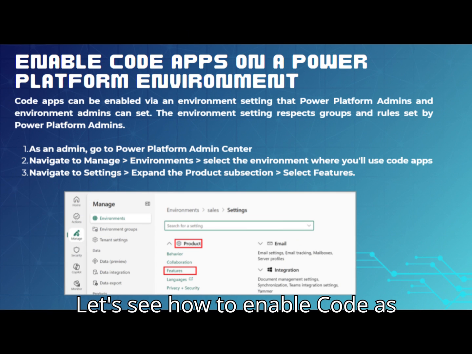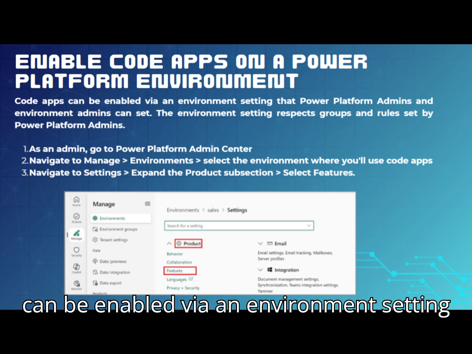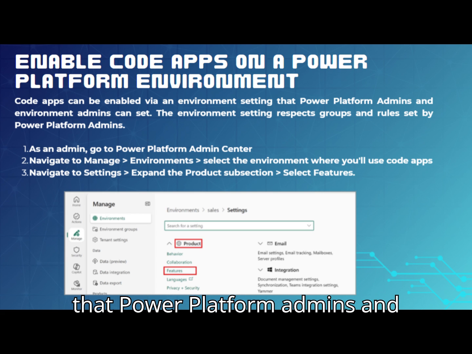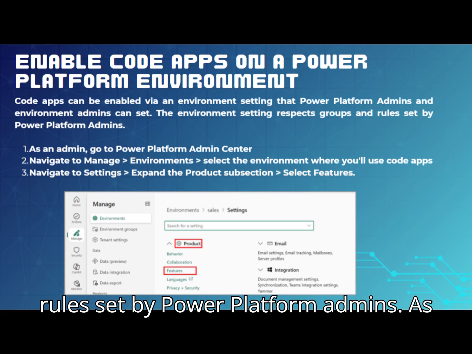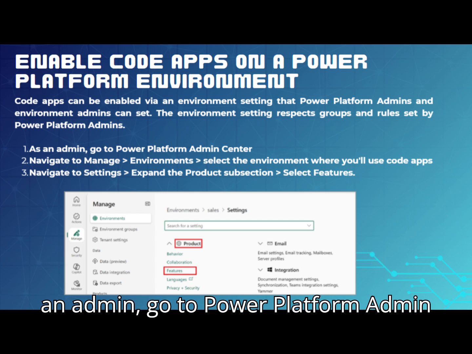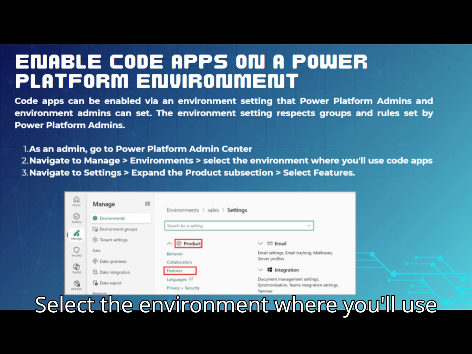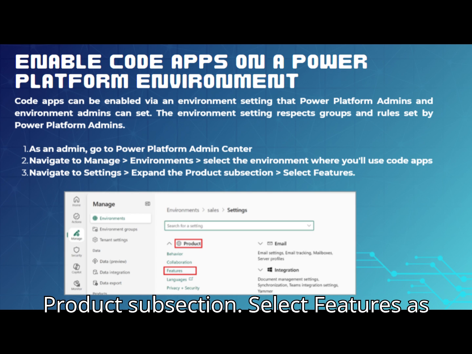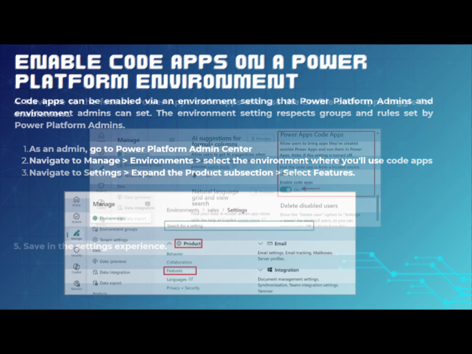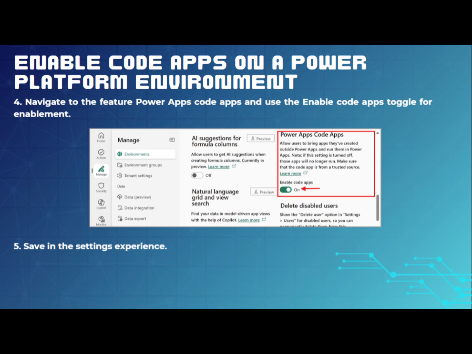Let's see how to enable code apps on a Power Platform environment. Code apps can be enabled via an environment setting that Power Platform admins and environment admins can set. The environment setting respects groups and rules set by Power Platform admins. As an admin, go to Power Platform Admin Center. Navigate to manage environments. Select the environment where you'll use code apps, navigate to settings, expand the product subsection, select features, as shown in the following image. Then navigate to the feature Power Apps Code Apps and use the Enable Code Apps toggle for enablement. And select Save in the settings experience.